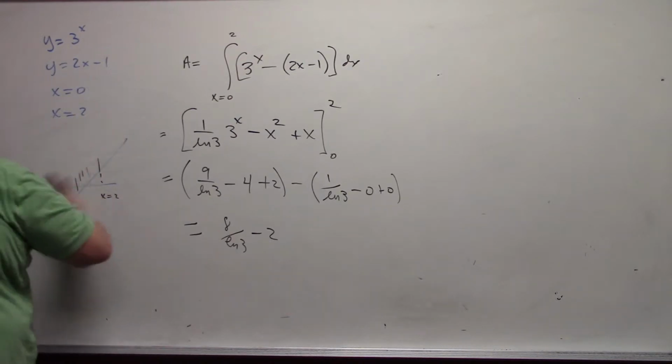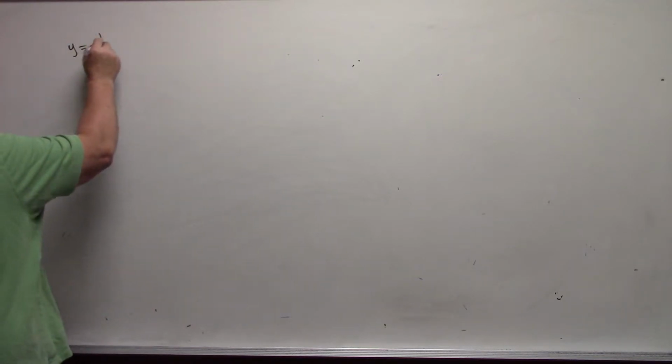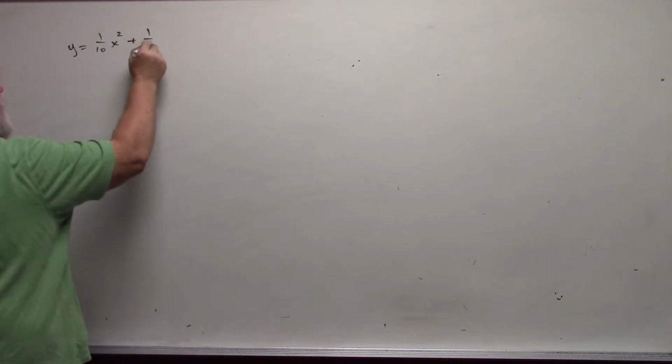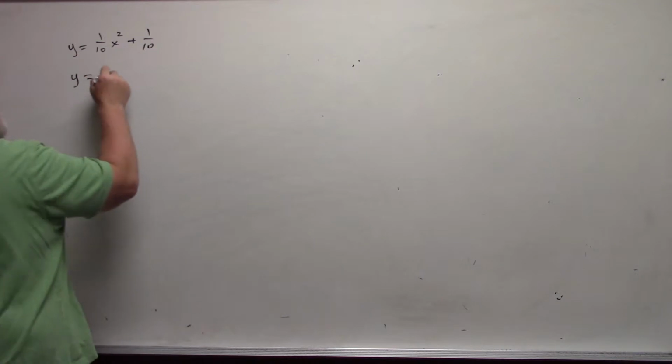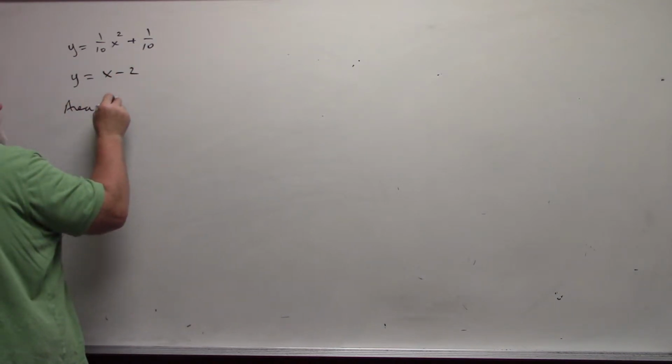Okay, second example. Suppose I have y equals 1/10 x squared plus 1/10, and y equals x minus 2, and I want the area between these two curves.